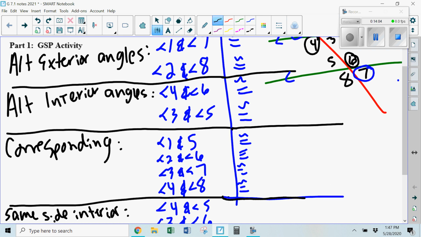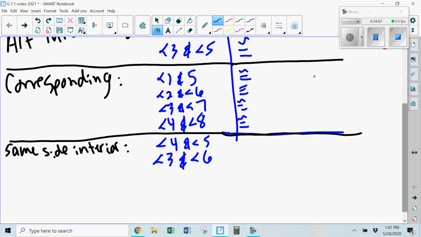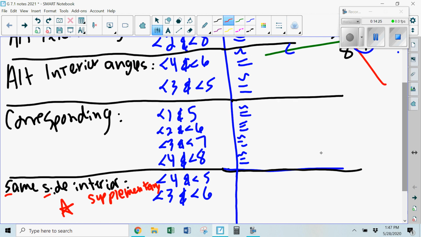And as I mentioned in the video, this bottom one is the most different. So maybe you want to put a star here. Same side supplementary. We've studied supplementary before. That means they add to 180. So if you look in the picture, we're talking about 4 and 5.